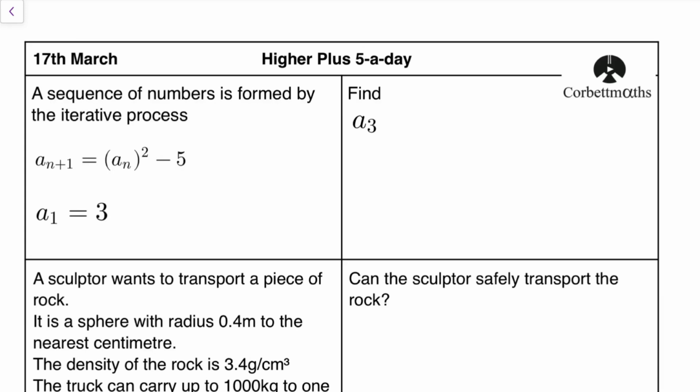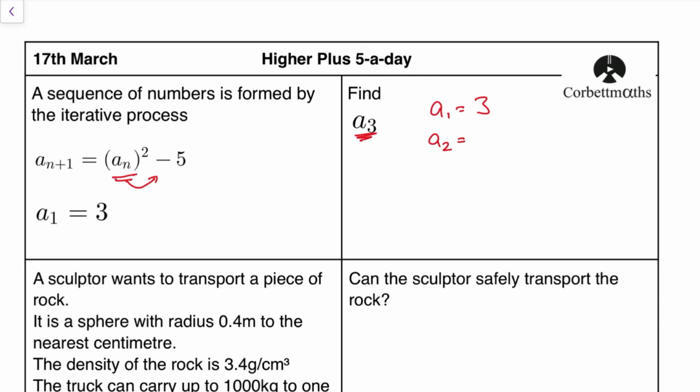But all it's saying is I'm working out my next term by taking my previous term and doing this thing to it, which in this case is squaring and then taking away 5. It will always give me a starting value, which might be A1 or A0, and it will always tell me to get to somewhere, which in this case is A3. So A1 is equal to 3, given in the question.